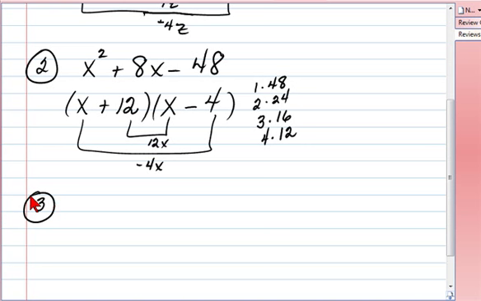Number 3. I have 18y squared plus 81y minus 45.